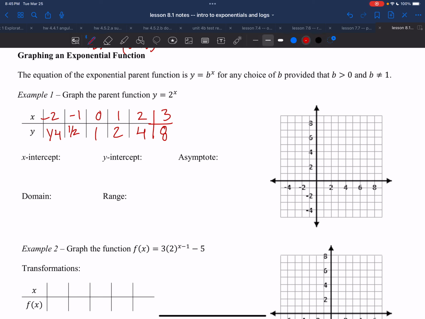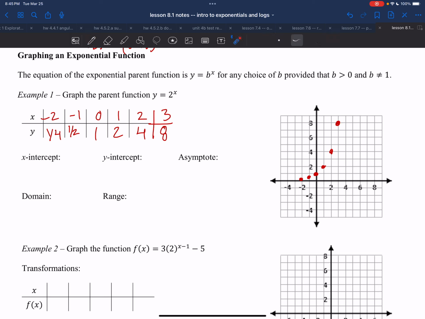Yes. So let's graph this, right? Plot these points: 0, 1; 1, 2; 2, 4; 3, 8. And going the other direction: -1, 1/2; -2, 1/4. And those are going to keep on going down and down.